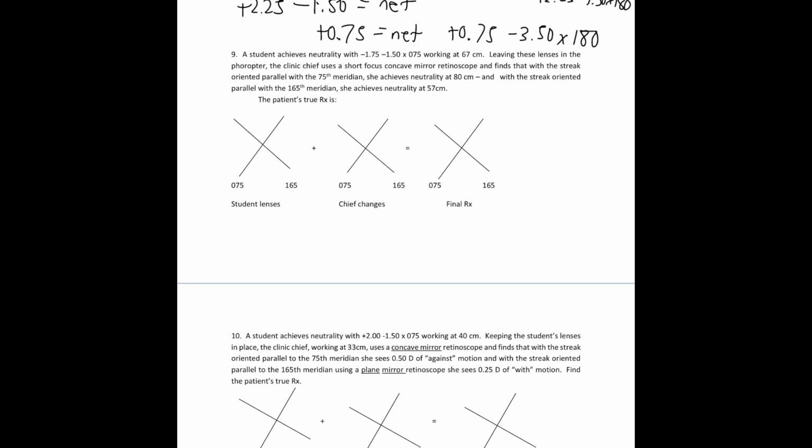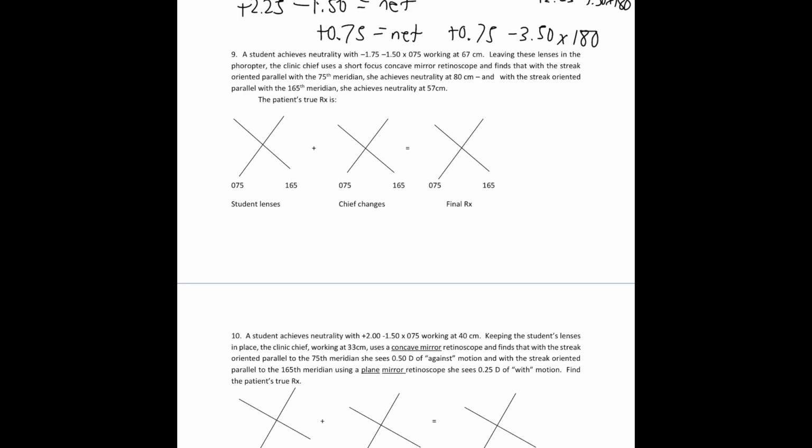The student achieves neutrality with minus 1.75, minus 1.50, axis 75, working at 67 centimeters. I know you might be quick to take the working distance out, but I want you to not worry about the working distance until the very end. Usually we don't take out the student's working distance; we're focused on the chief's working distance. So always take the working distance out at the end, and take out the working distance of the last person who did red. Sometimes the chief will keep the same working distance.